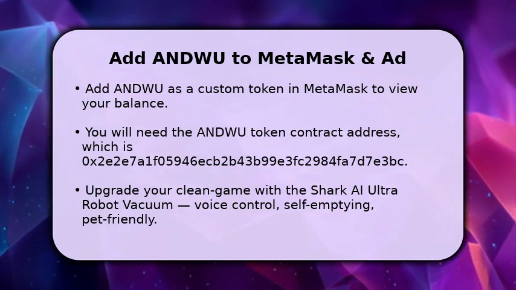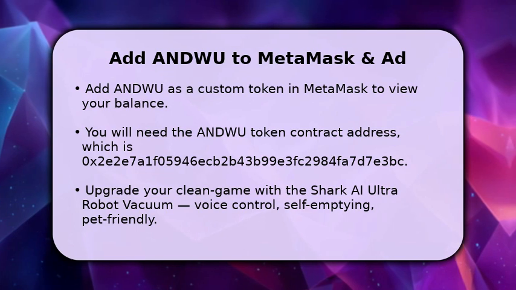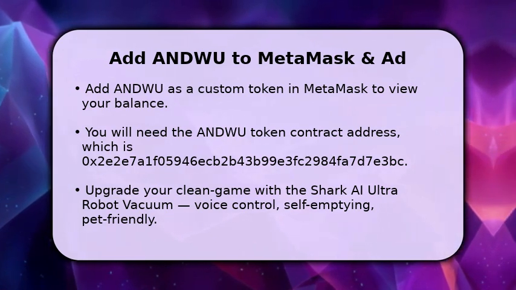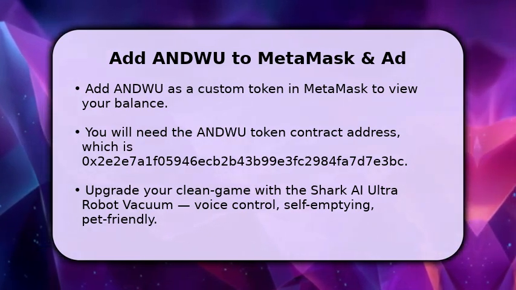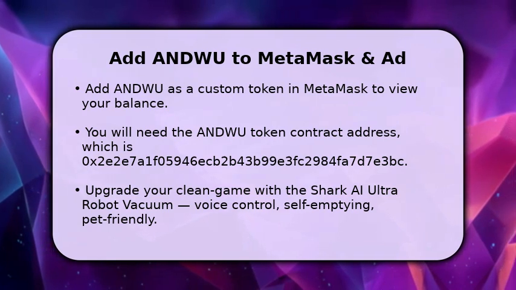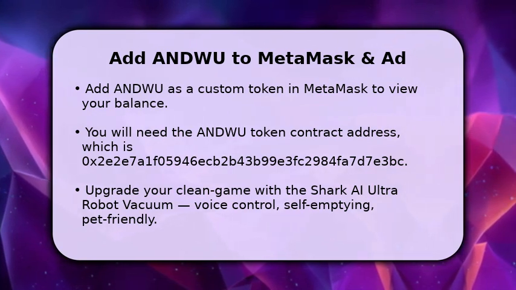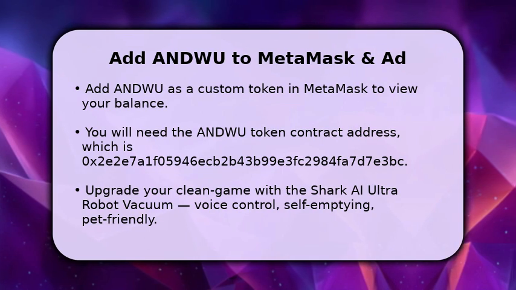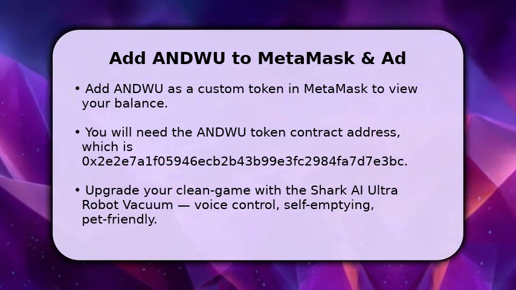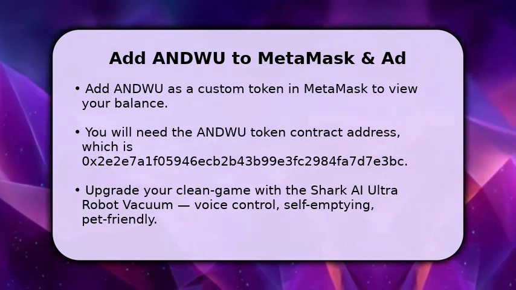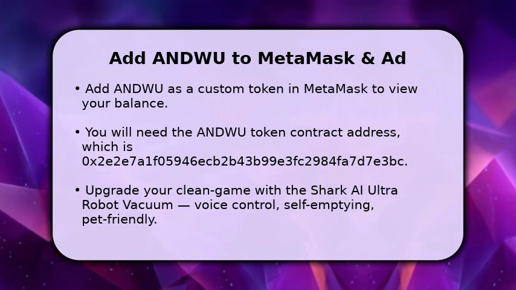Finally, to see your newly acquired ANWU tokens, you'll need to add them as a custom token in MetaMask. You'll use the official ANWU contract address, which is 0x2E2E7A1F059466X2B43B99E3FC2984Fa7D7E3BC. Simply copy and paste this into the Import Tokens section of your wallet.